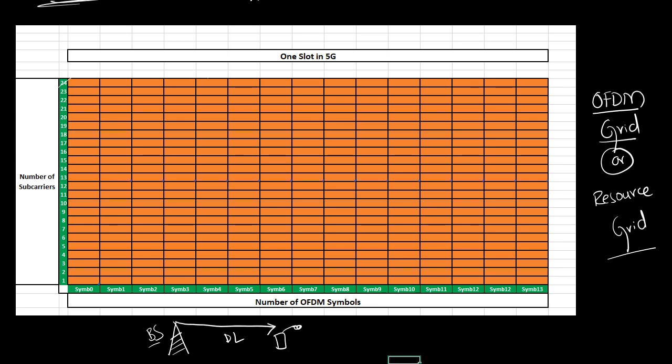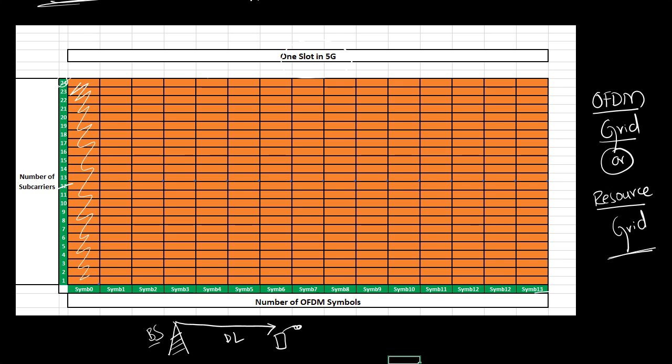So this is the OFDM grid which I have represented here. This is also known as resource grid. As per the 3GPP spec, this one particular column is called one OFDM symbol, and the y-axis represents the number of subcarriers, and the x-axis represents the number of OFDM symbols. The number of subcarriers will correspond to the bandwidth chosen. Here, for the sake of simplicity, I have taken only 24 subcarriers. So this particular grid, consisting of 14 symbols and the number of subcarriers corresponding to the bandwidth, is nothing but one slot.